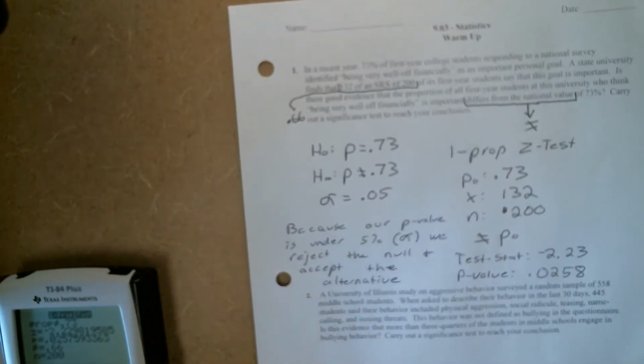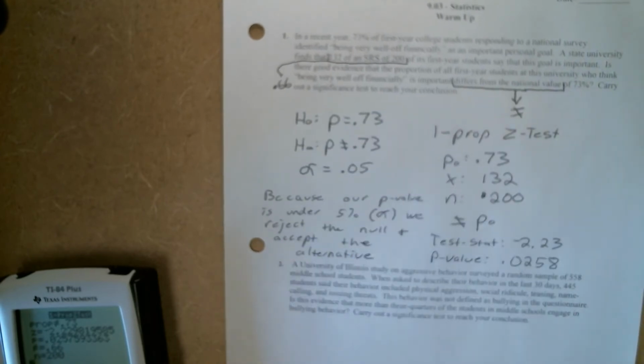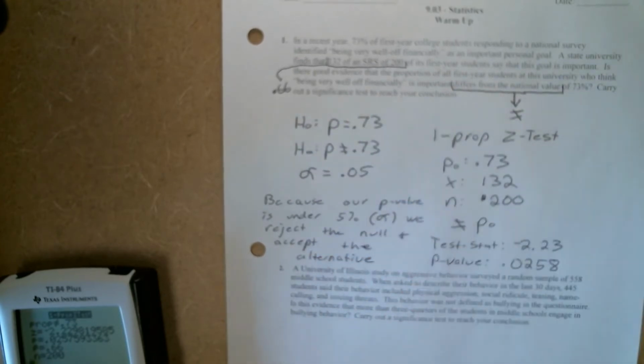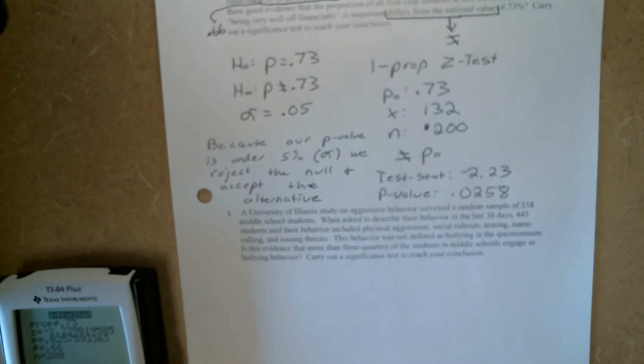So basically we're saying, hey, what we found in our sample was far enough away from 0.73 that it's very unlikely that this is true for the college that we're looking at. It seems that their students do have differing priorities compared to the nation at large. All right, let's take a look at another one.